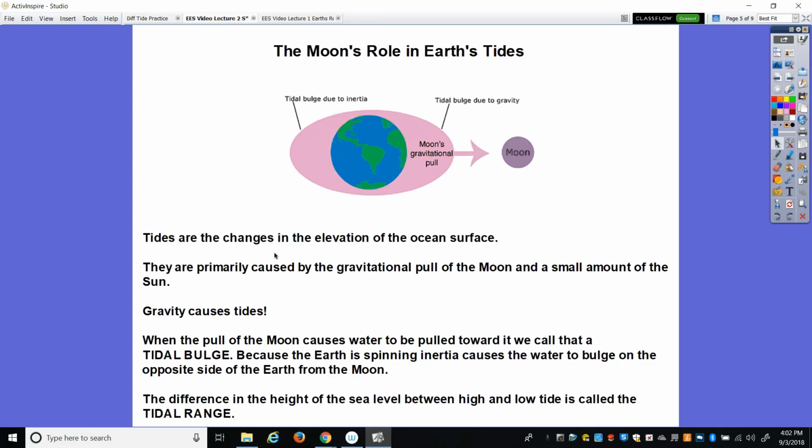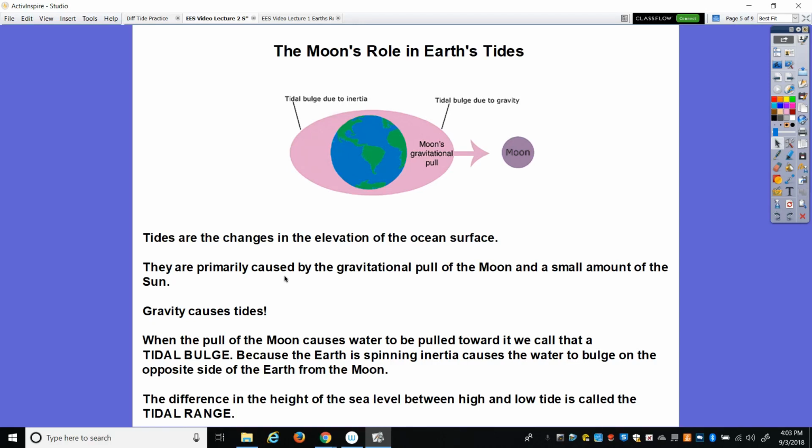Okay, so what are tides? We know that tides are the changes in the elevation of the ocean surface. Low tide, the water is further out to sea, and high tide, it comes up on the shore. They're primarily caused by the gravitational pull of the moon, but there's also a small amount of gravitational pull from the sun. Remember, the sun is much larger. It might be further away, but it's huge, it's massive. So it also exerts some gravitational pull on the ocean. But the moon is the main thing to watch.